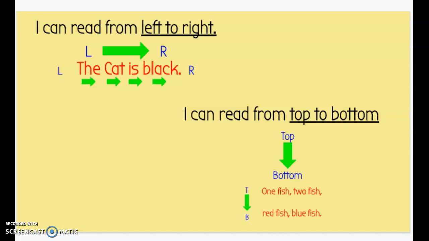The next I can we want to say is I can read from top to bottom. So if there's 2 lines on a page, we want to make sure we start on the top line and read to the bottom. So for example, 1 fish, 2 fish, red fish, blue fish.